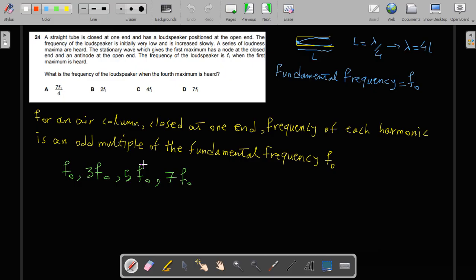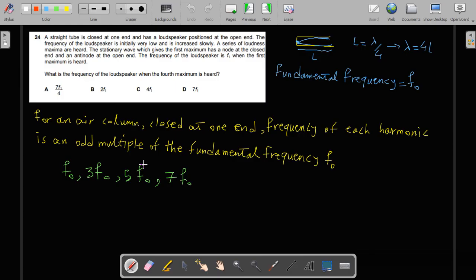Okay, this is the air column tube. You can see that the fundamental frequency is F0. So if you suppose the length of the tube is L, then L is equal to lambda divided by 4, because the distance from node to antinode is 1/4 lambda. Then you can find lambda, which is 4L.